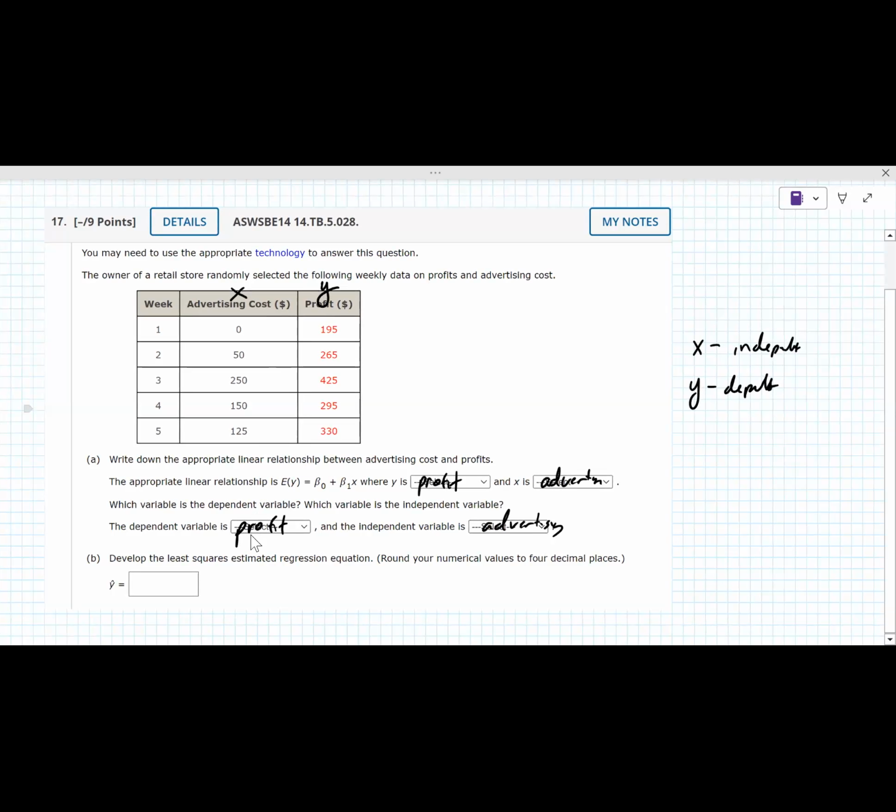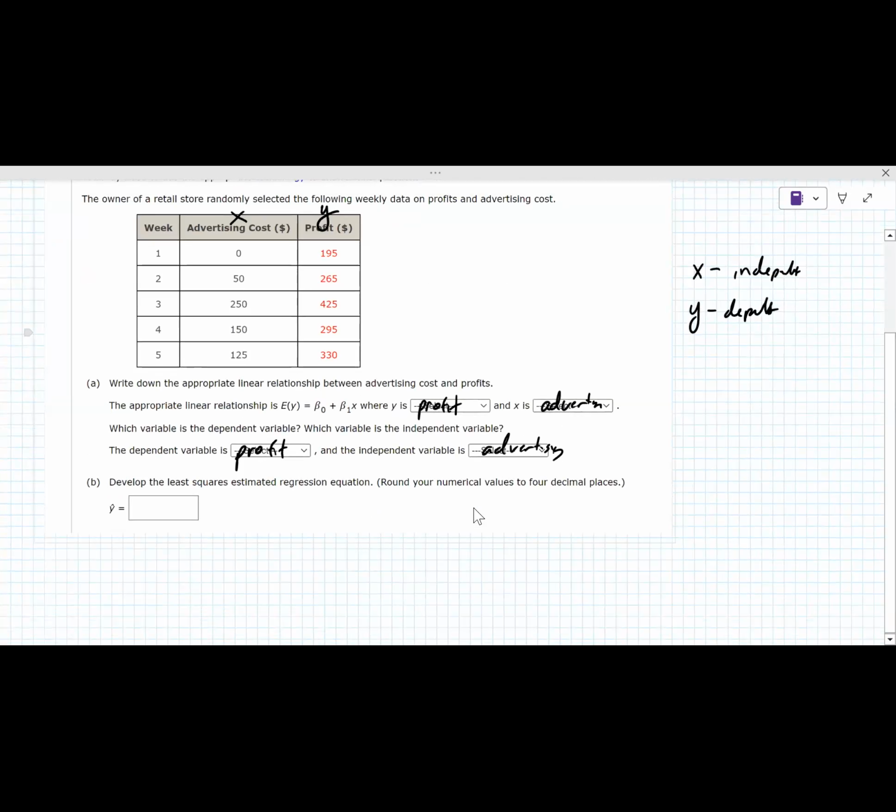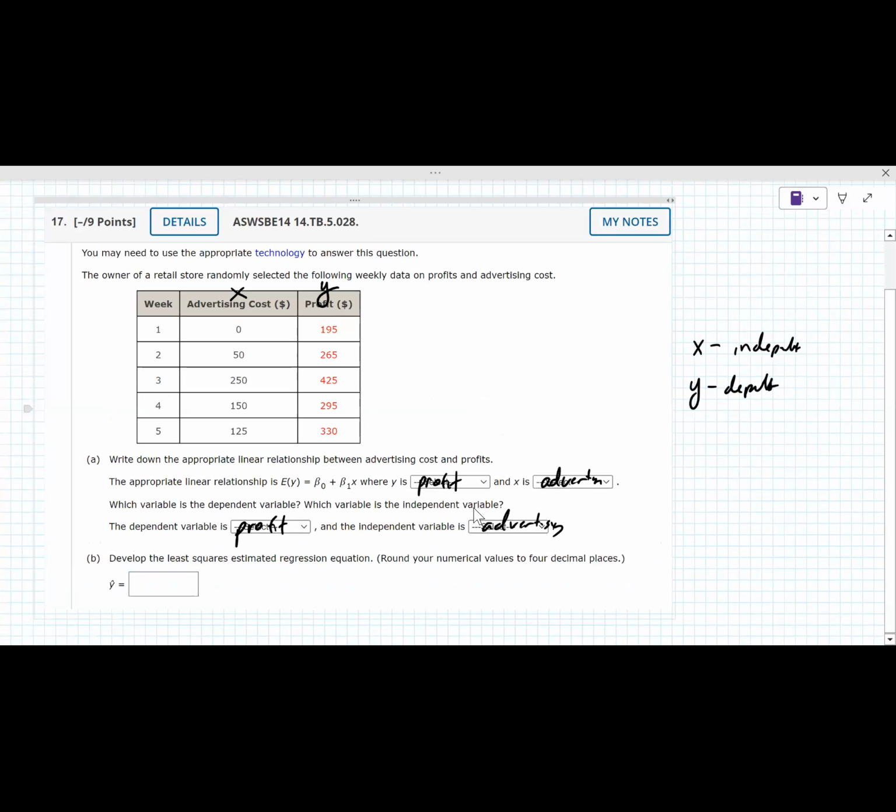Makes some sense to me. Profit depends on advertising. The output depends on the input. Okay. Next thing is to put this into your calculator, list 1 and list 2. I'm going to go ahead and do that, and then I will do the same, and we'll calculate the regression equation. So let me know if you need some guidance on that.